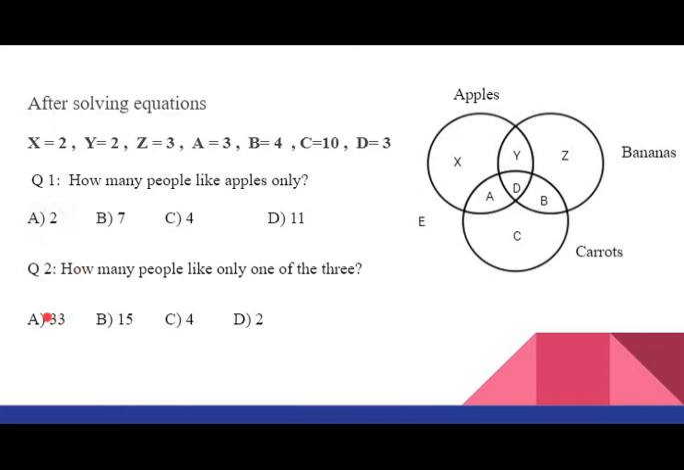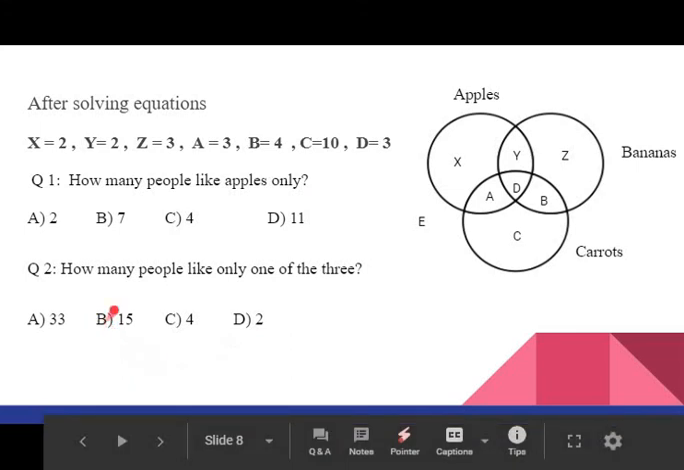For the second question, how many people like only one of the three? The regions representing the number of people who like only one of the three are x, z, and c. So the answer will be x + z + c. So x is 2, z is 3, and c is 10. So the answer will be 15.